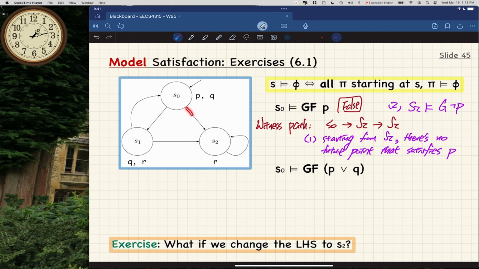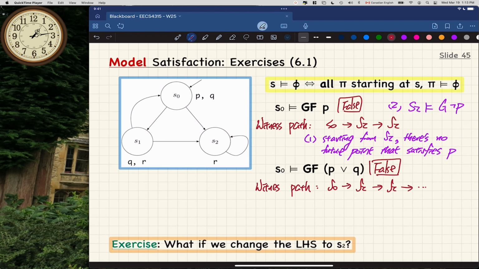If you try this one here, you can see once you get there, you just have no way to establish either Q, P or Q, because only R is true, right? So for the same reason this one here is also false. I'm just going to write down the same witness path: S0, S2, and S2, etc. From this point onwards, you simply get not the case P or Q. It's not going to be satisfied.